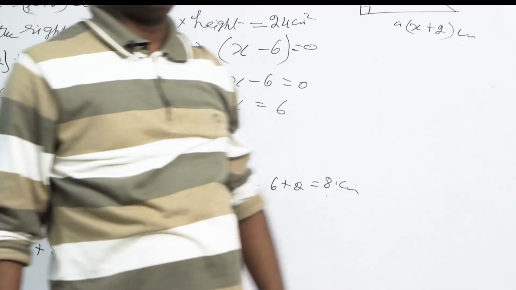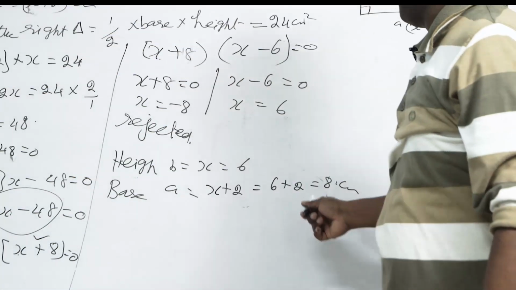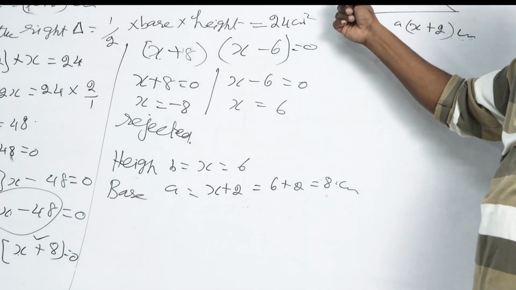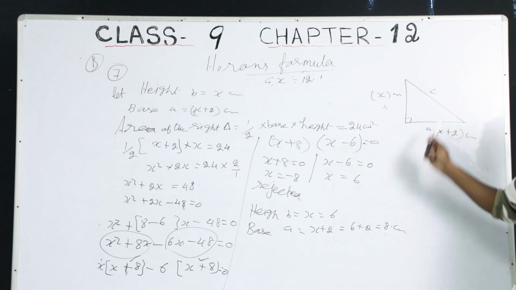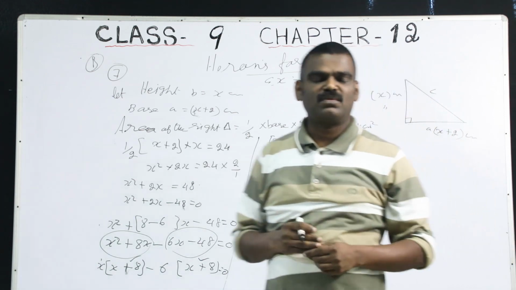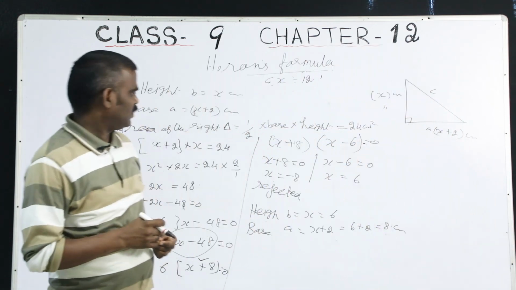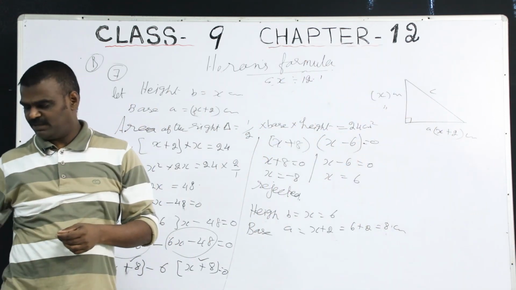Still a long way to go, my dear children. Only two sides we know. This is 6, this is 8. What about the third side? Still we do not know that side. Okay. Now, how to find the third side?